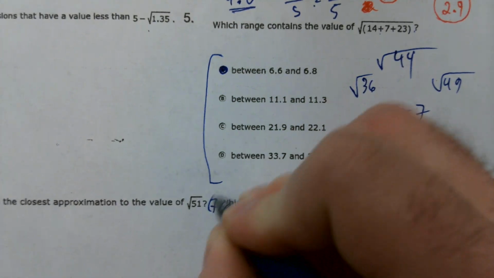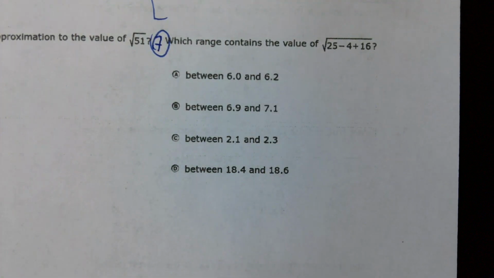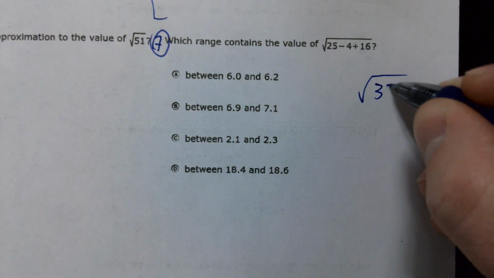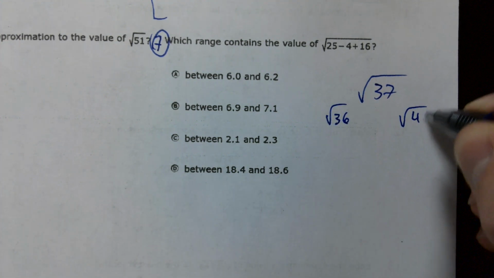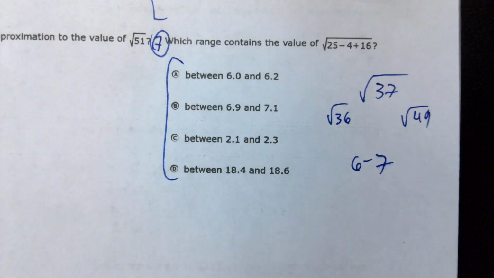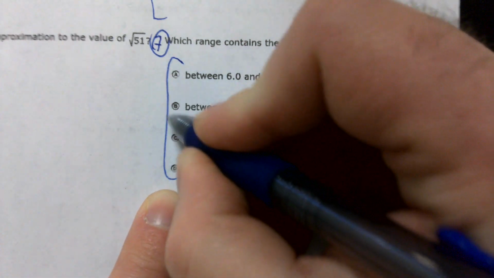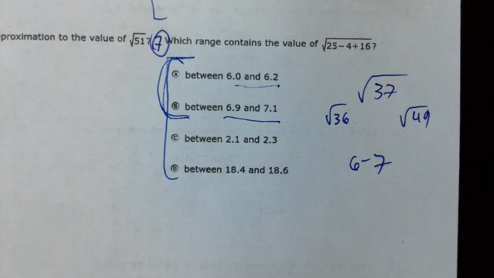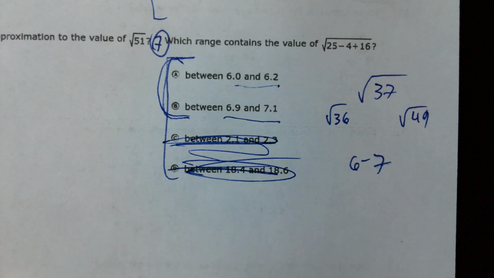But when we get down to number 7, right below it, it's the same idea, right? What's 25 minus 4? 21. 21 plus 16? 37. Well, this is between 6 and 7 as well. 36, 49, between 6 and 7. Which of my answer choices here are between 6 and 7? A and B, right? This is in between 6 and 7, and this is in between 6 and 7, right? You guys see that? So C and D are out.